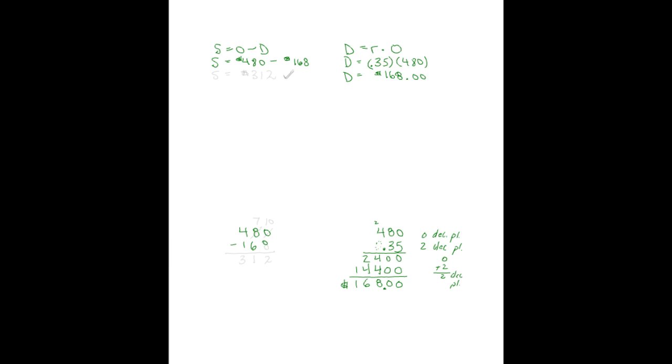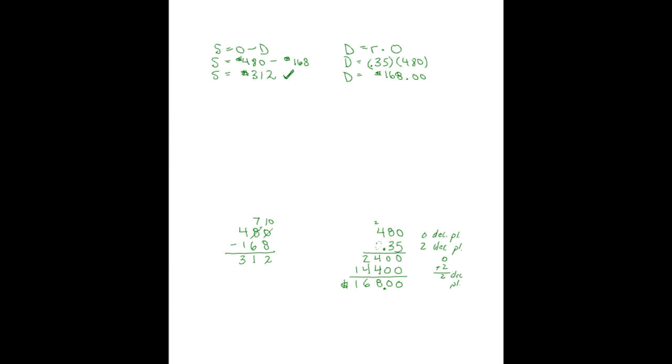480 minus 168, we want to subtract. We can't take 8 from 0, so we borrow. In the tens place, we turn that 8 into a 7, which allows us to add 10 in the ones place. 0 plus 10 is 10. Now we can do our subtraction. 10 minus 8 is 2. 7 minus 6 is 1. 4 minus 1 is 3. So that gives us S is equal to $312. That matches the information we were given originally. Therefore, we have checked and we have a correct answer.